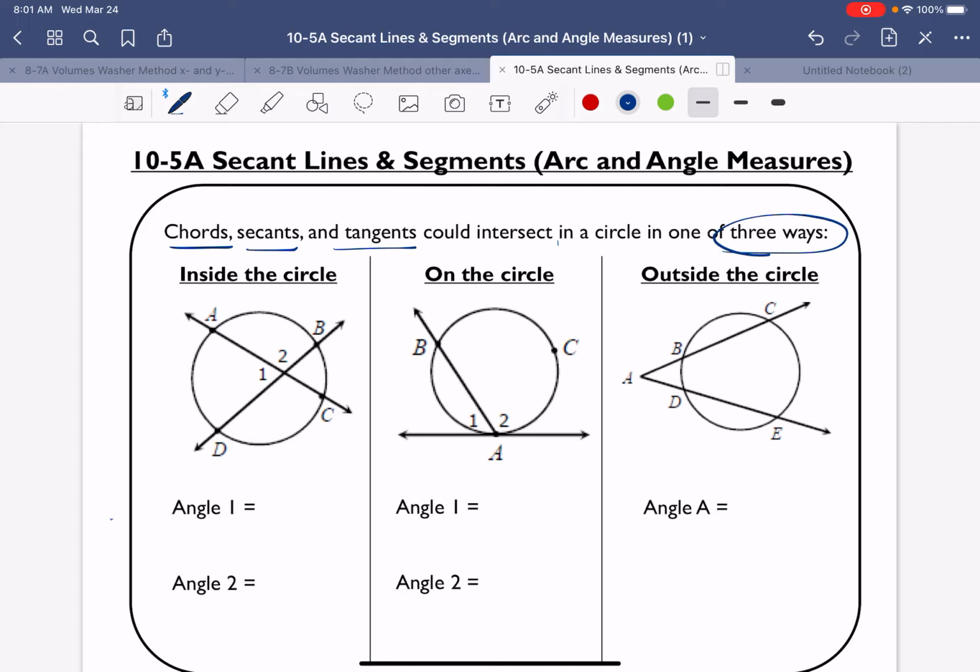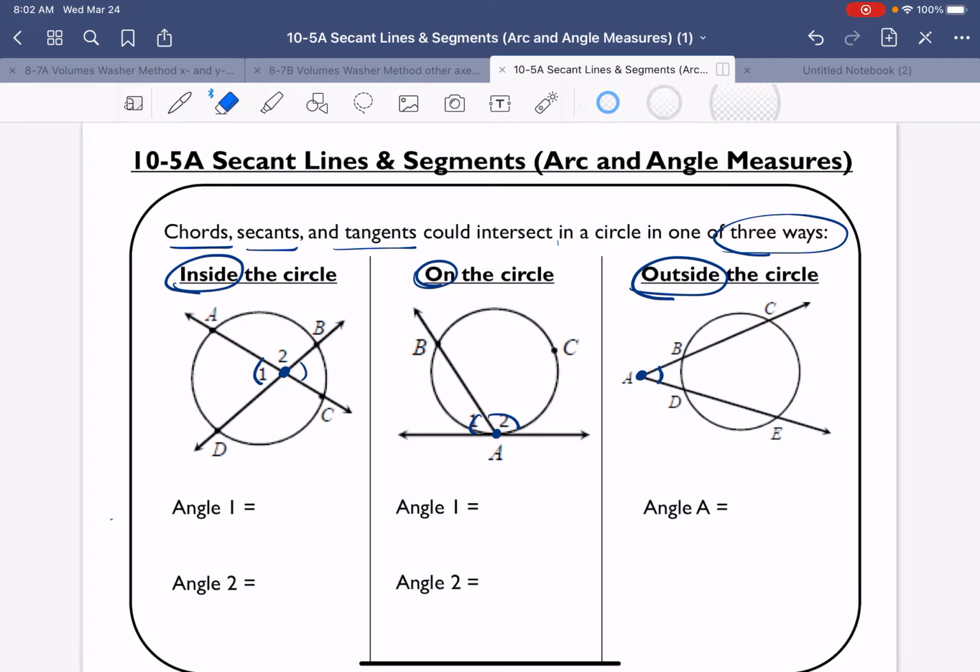First way is when it's inside of the circle. You'll see right there that the two lines are intersecting inside of the circle. Another way is on the circle, right there on the very edge, not inside or outside. And then the last is outside of the circle. So what happens with these angle measures, like angle 1 and angle 2 here, or in this case, what we're calling angle A for outside the circle? I think the trick here is to figure out which arcs actually connect with those kinds of intersections.